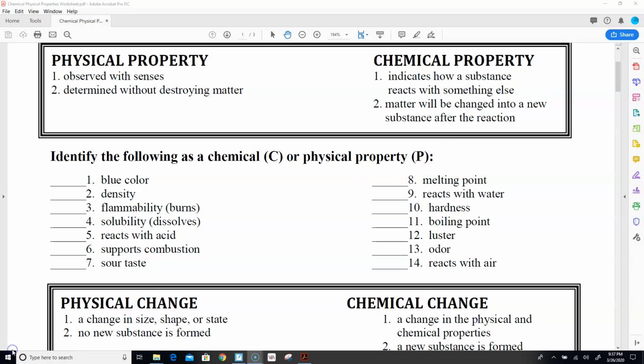The next one is luster. You may not know what luster is, but luster is the scientific name for shiny, how shiny an object is. So that is a physical property. You're just observing if it's shiny or not, if it reflects light. So luster, physical. Odor. Odor is going to be just physical because it's not saying a change in odor.